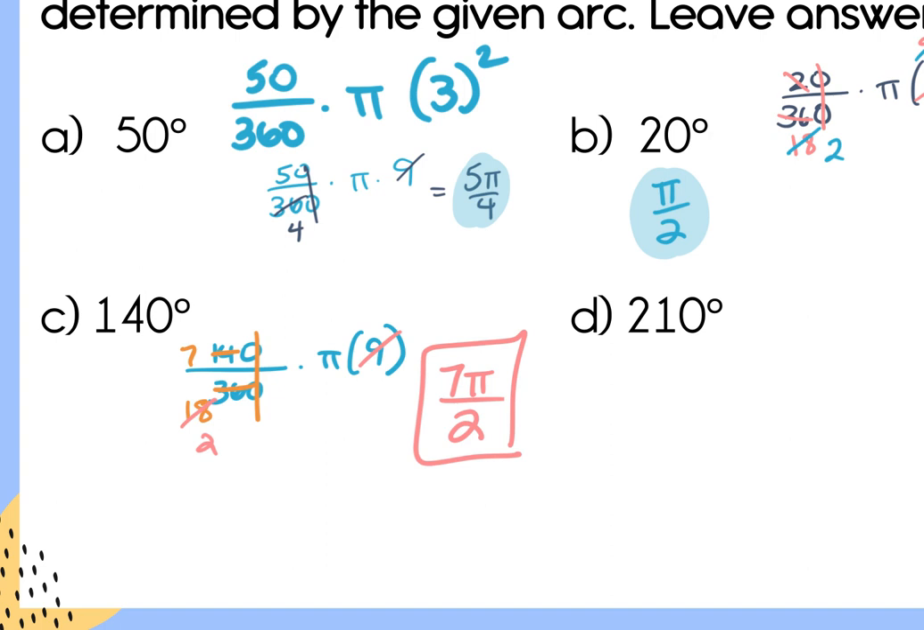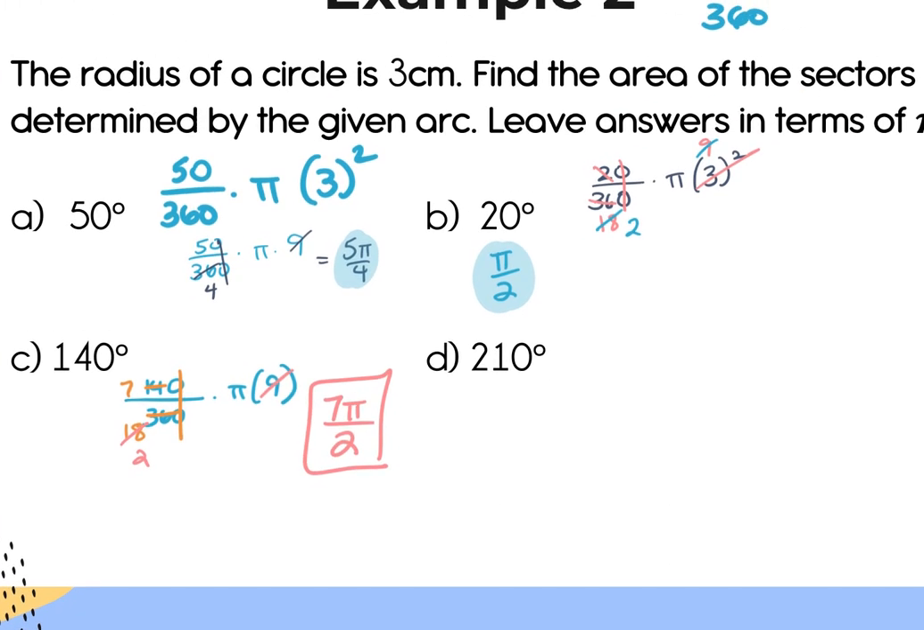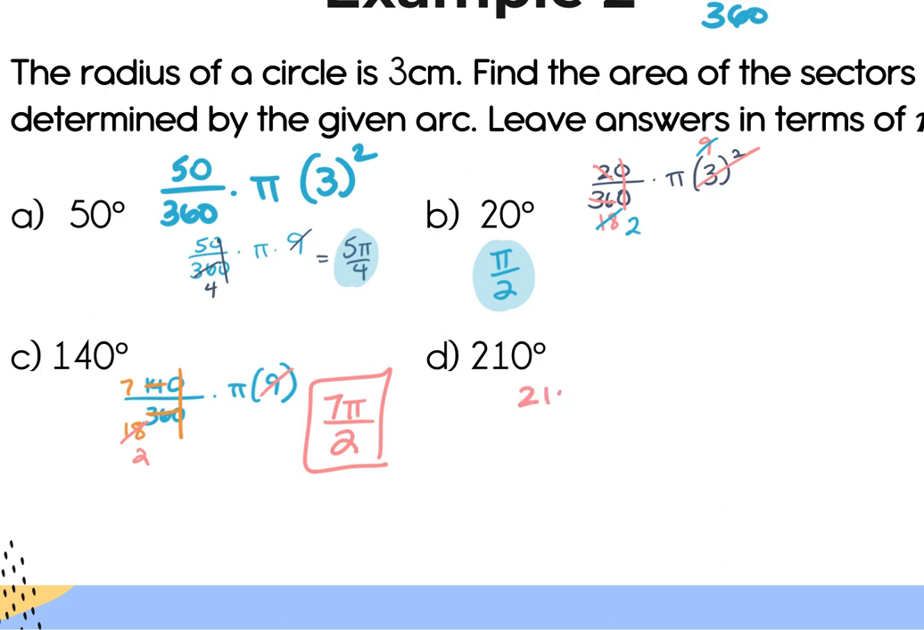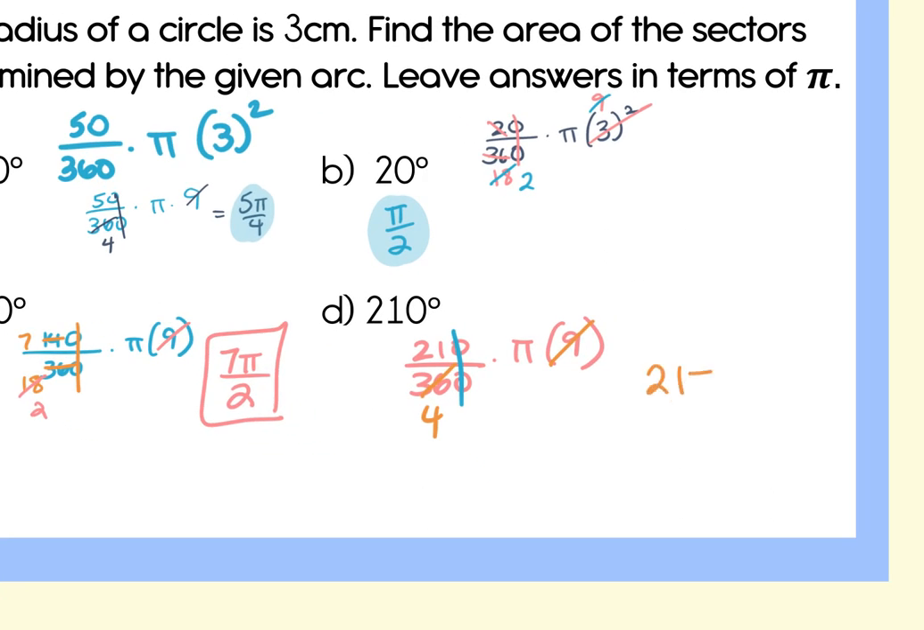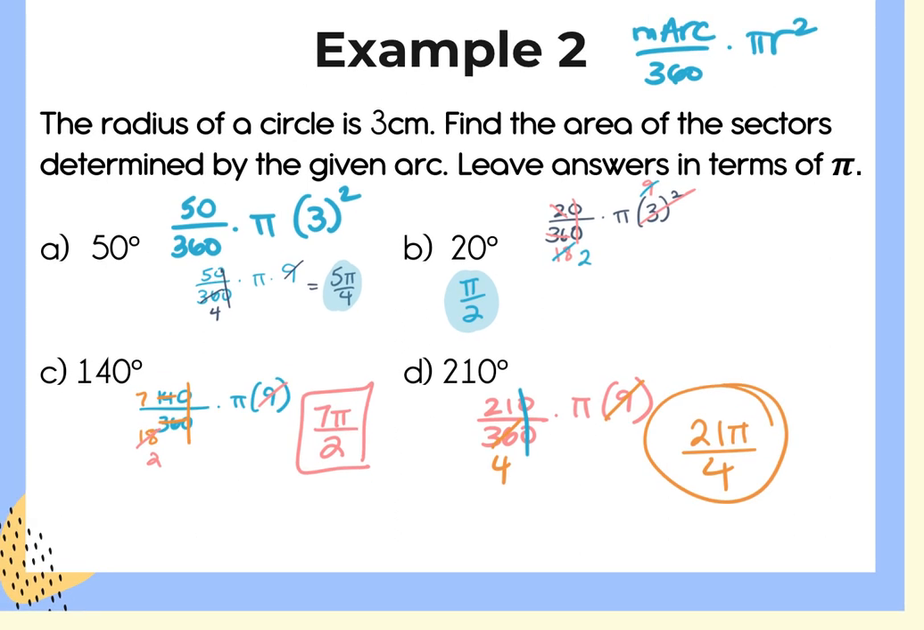Is pi always going to be in the numerator? Usually, yes, unless it says to not leave it in terms of pi, then you'd multiply it out. All right, 210 over 360 times pi, r squared is 9. Cross through the zeros. I can go 9 into 36 4 times, and then 21 pi over 4. All of them would have been in centimeters squared if it asked me for the unit.